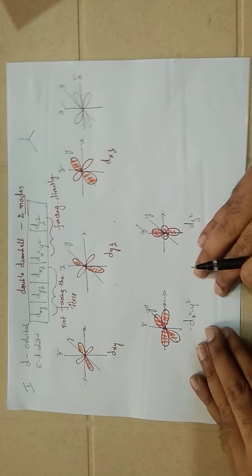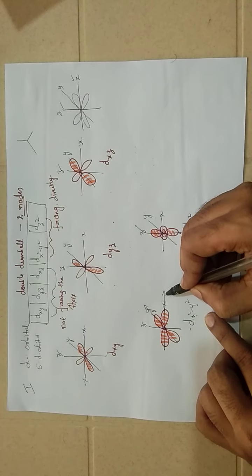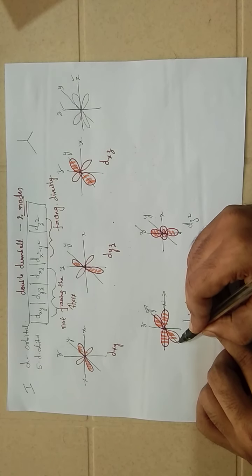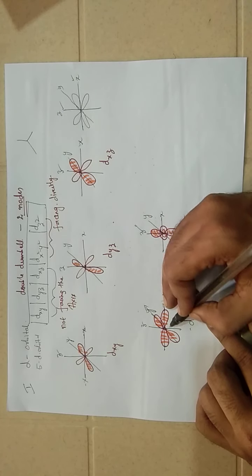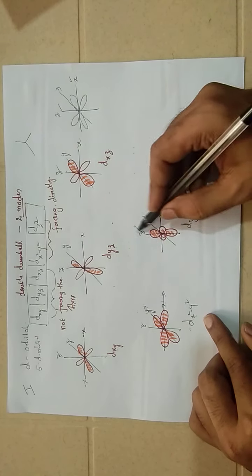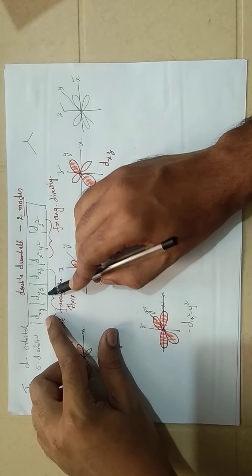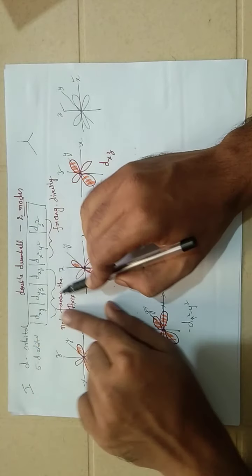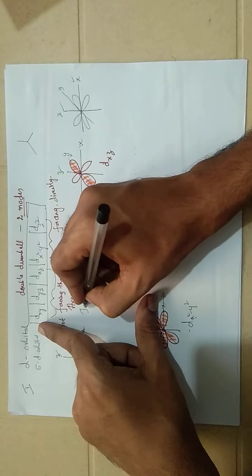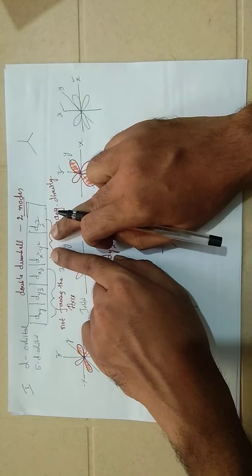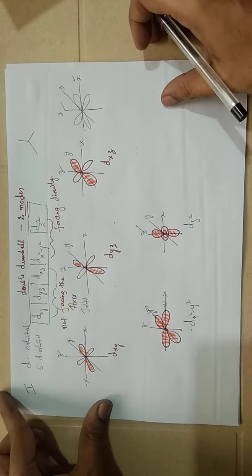Next are dx square minus y square and dz square. These lie along the axis. Along the x-axis this orbital is placed, and along the y-axis this orbital is placed, and dz square is also along the axis. So, a very important thing: dxy, dyz, dzx are not directly facing the axis, they are in between the axes, whereas dx square minus y square and dz square are directly facing the axis.